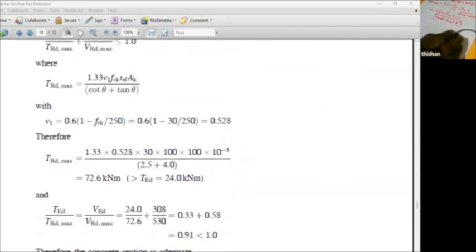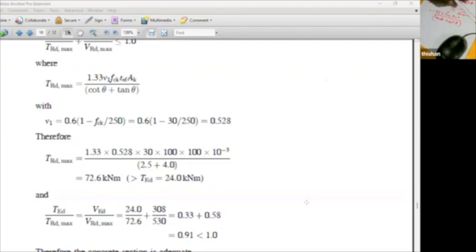Now we can substitute and see whether it's less than 1. What will you do if it is more than 1? Increase the width of the section. Don't increase the depth, increase the width. Torsional capacity will increase, shear capacity will also increase. Then you can bring it inside one. Is that clear? Yes, sir.